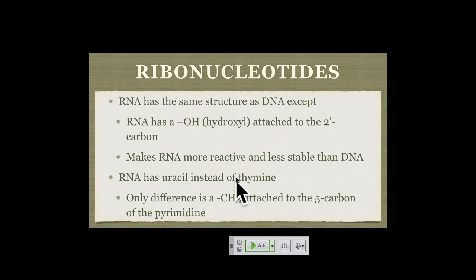Okay, so the main thing, we got DNA, RNA, same structure as DNA. Just to reiterate what I said, you have that hydroxyl group attached at the 2' carbon. As I said, it makes the RNA more reactive and less biochemically stable. And you have uracil instead of thymine, and again, the only difference being that methyl group.